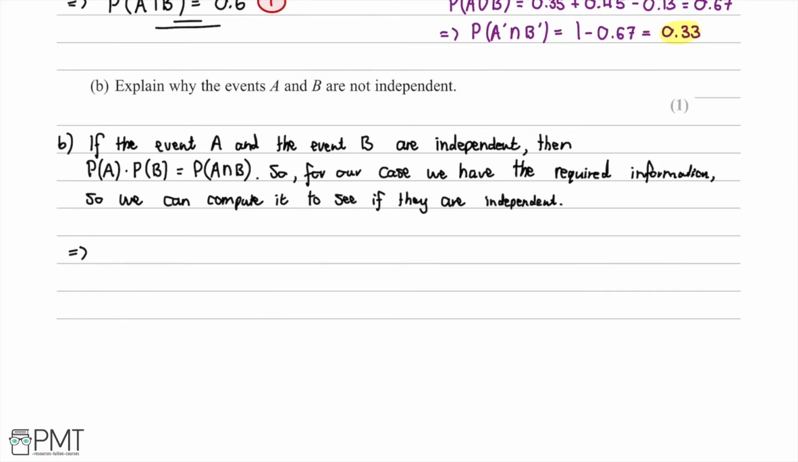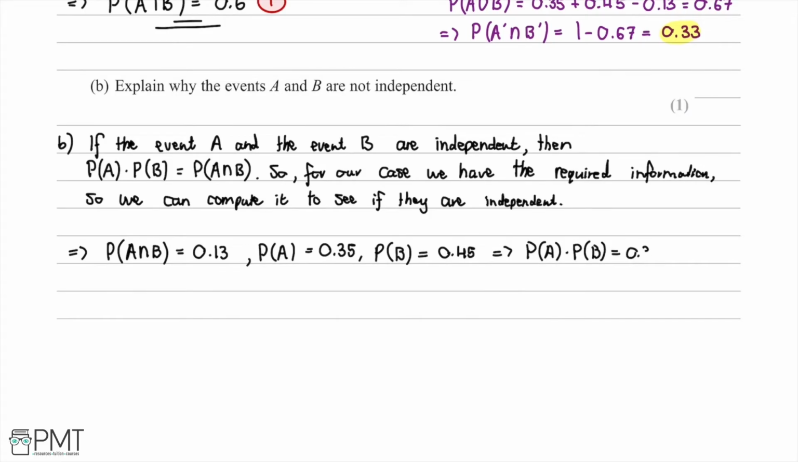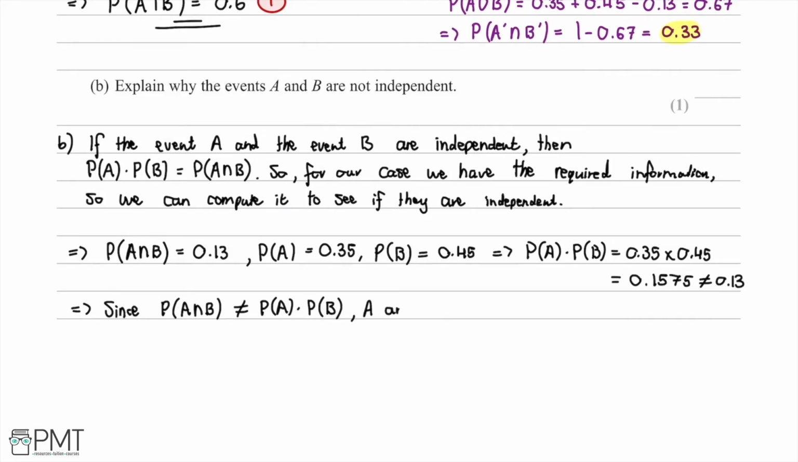Therefore, the probability of A intersect B from the question is going to be equal to 0.13. And we know that the probability of A is equal to 0.35, and the probability of B is equal to 0.45. So the probability of A multiplied by the probability of B is 0.35 multiplied by 0.45, and putting that into our calculator, we get 0.1575. But that is not equal to 0.13, where 0.13 is the probability of A intersect B. So therefore, since the probability of A intersect B is not equal to the probability of A multiplied by the probability of B, A and B are not independent.